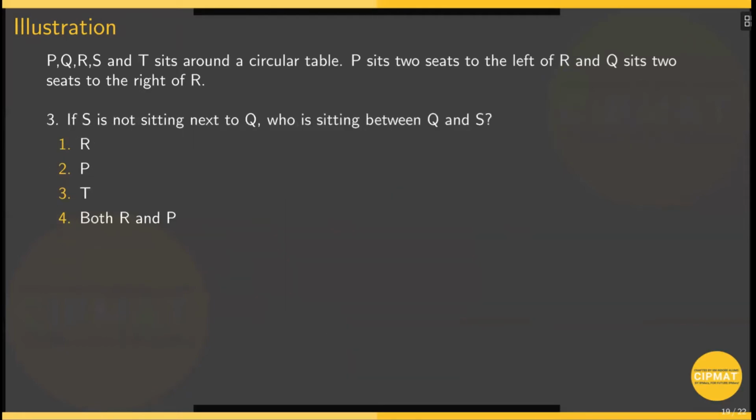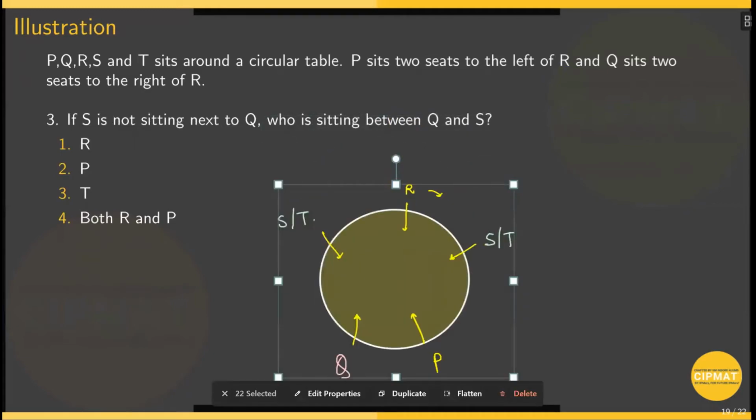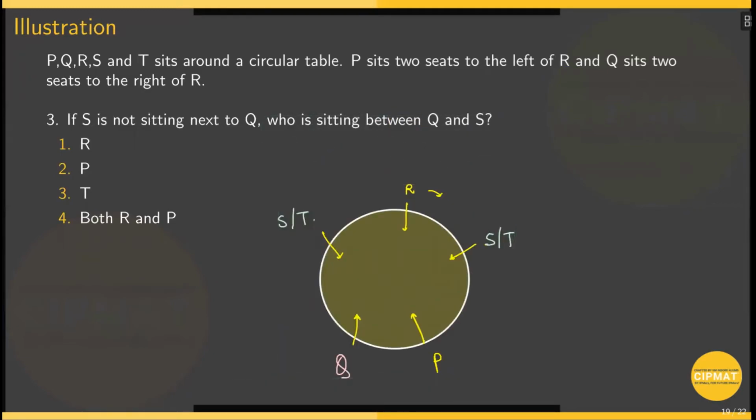Now let's move to the next question. Question number 3 says: if S is not sitting next to Q, who is sitting between Q and S? First I'll bring the diagram. This is the diagram that I have. If S is not sitting next to Q, S is not going to take this place. So T is going to take this place and S is going to take this place. Now who is sitting between Q and S? I can clearly see that P is sitting between Q and S.